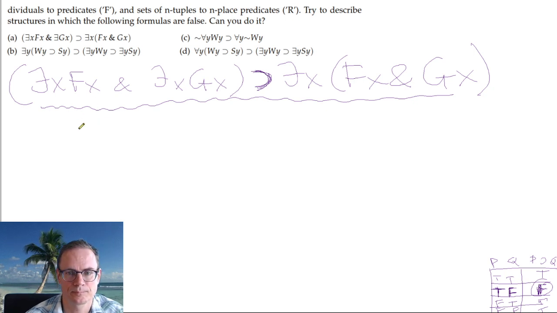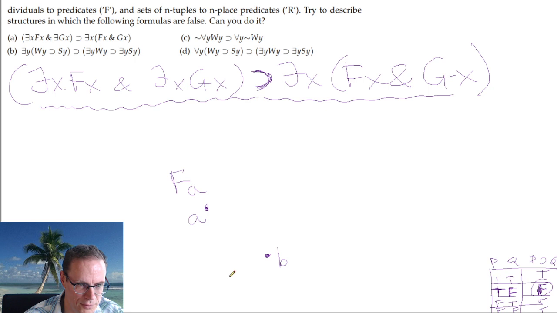Let's try. All right, so what is the antecedent? Well, that's what's to the left of the horseshoe. Something is F and something is G. Okay, so let's just draw a picture. Here's a universe. Here's an item A, and let's say that F of A holds. And here's another individual. Let's call that individual B, and suppose that G of B holds. And suppose that A and B are distinct individuals.